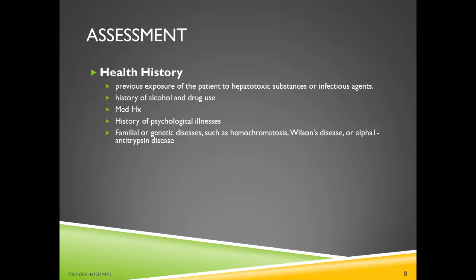What is the history of psychological illnesses? We know psychological illnesses place the patient at risk for drug and alcohol abuse, which again contribute to liver failure. What is the familial or genetic history? Does the patient have a genetic history of hemochromatosis, Wilson's disease, or alpha-1 antitrypsin disease? All of these place the patient at risk for liver failure.